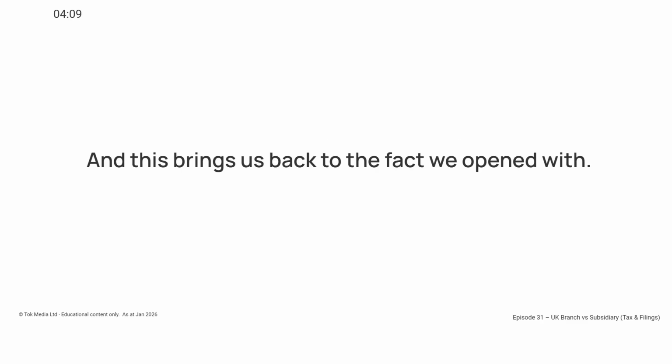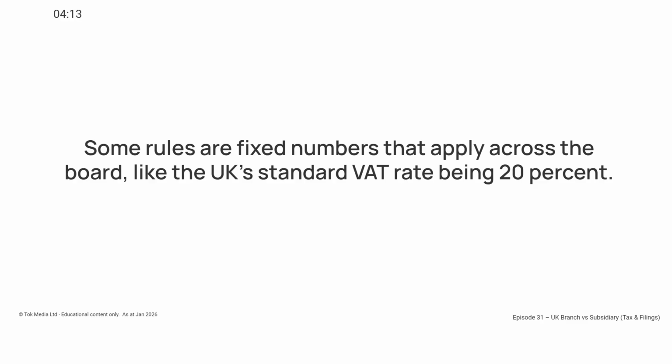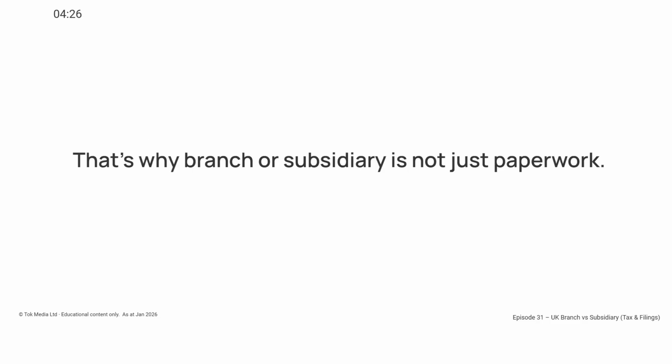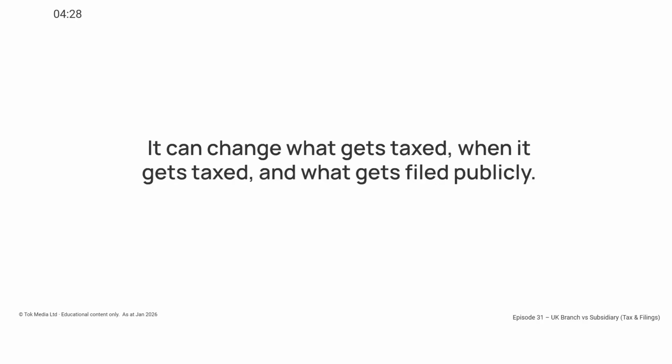And this brings us back to the fact we opened with. Some rules are fixed numbers that apply across the board, like the UK's standard VAT rate being 20%. But in corporate tax, structure often decides outcomes just as strongly as the numbers do. That's why branch or subsidiary is not just paperwork. It can change what gets taxed, when it gets taxed, and what gets filed publicly.